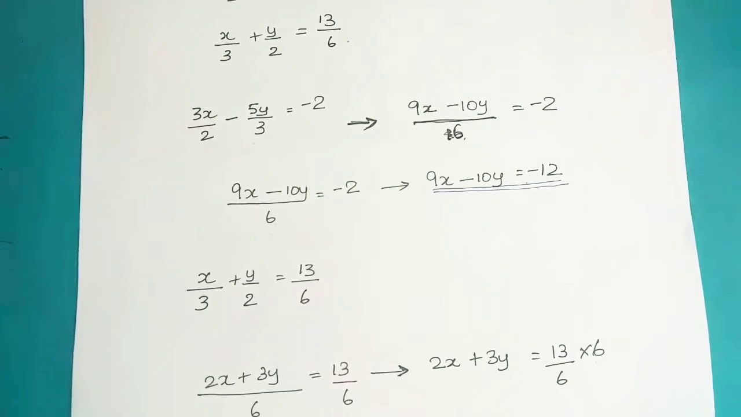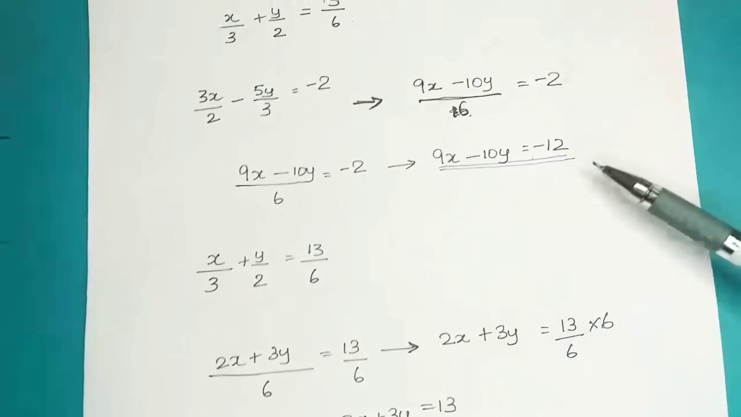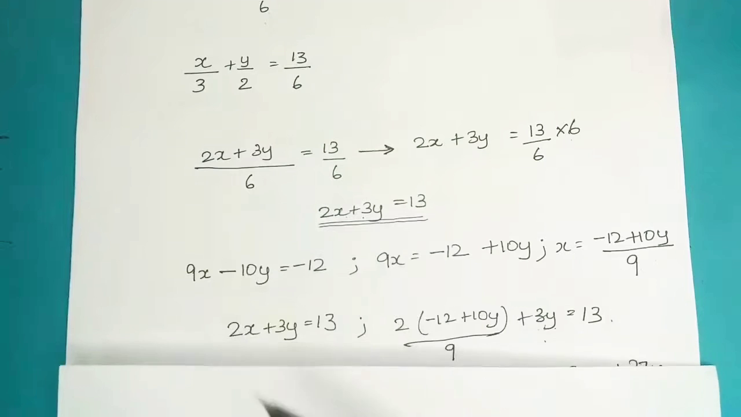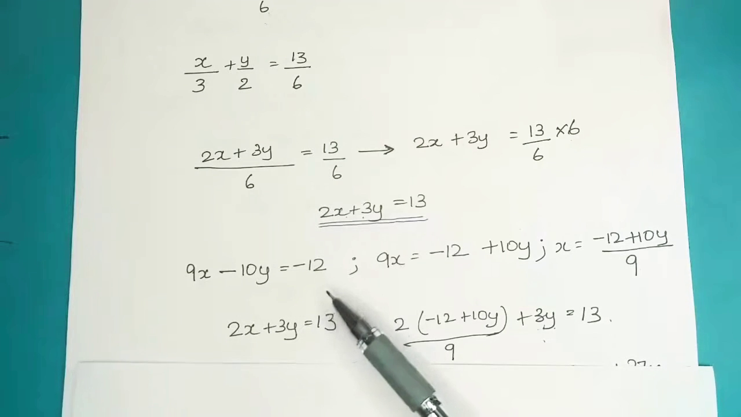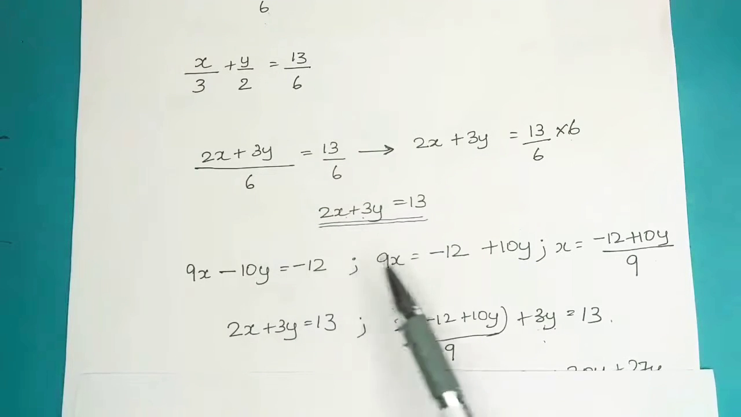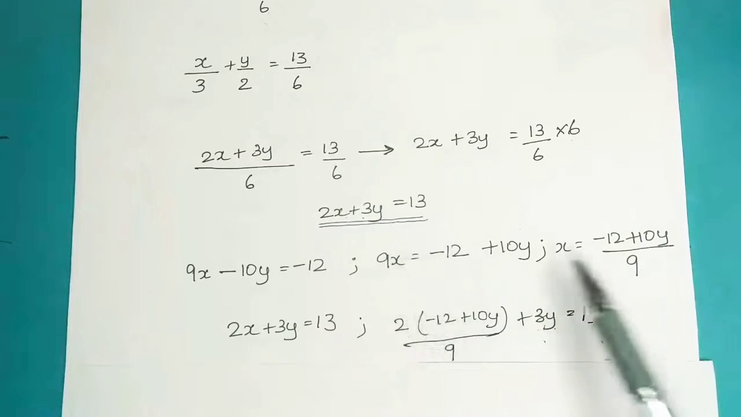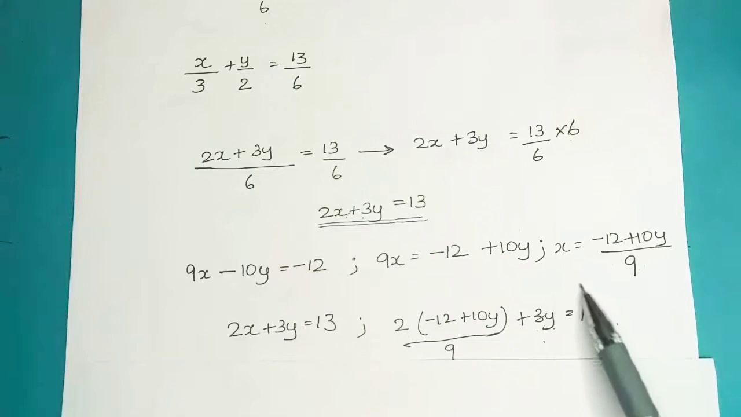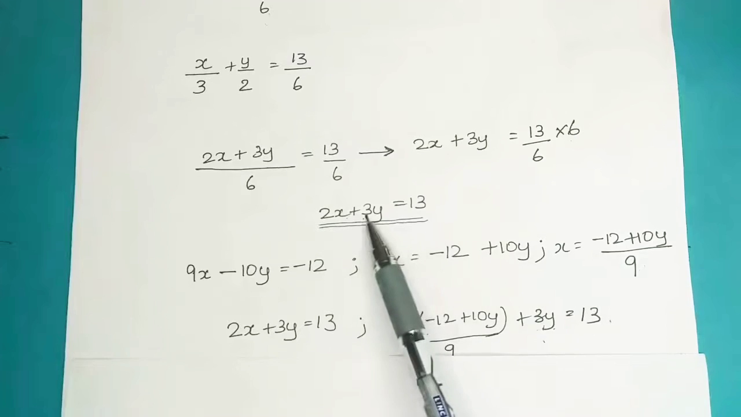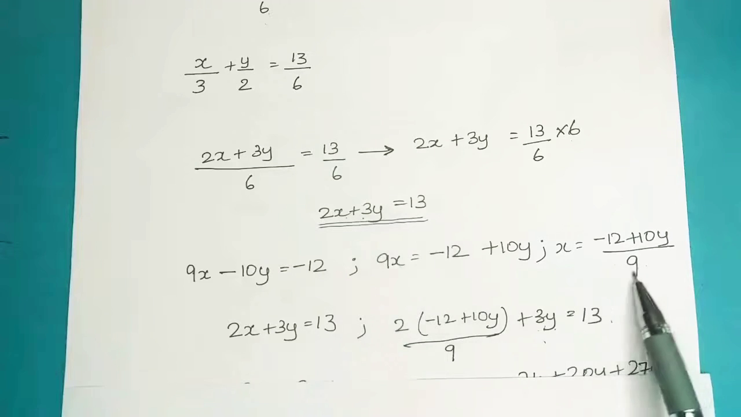And let us see how to do this problem by the substitution method. So let us find the value of x using equation 1. That is 9x minus 10y is equal to negative 12, and 9x is equal to negative 12 plus 10y. Negative 10y gets transposed to the other side as plus 10y, and x is equal to (negative 12 plus 10y) by 9. So we have got a value of x here, and we are going to substitute this value in the second equation, that is 2x plus 3y is equal to 13. In this equation we are going to substitute this value of x.